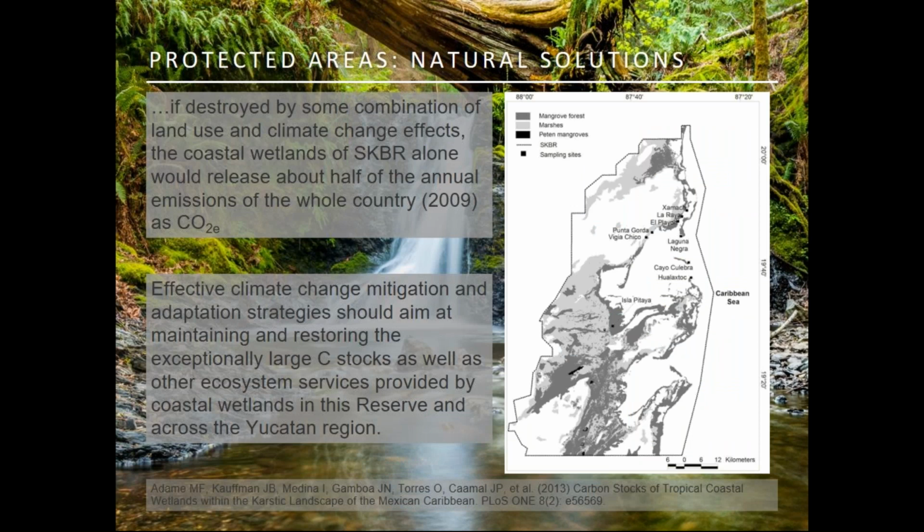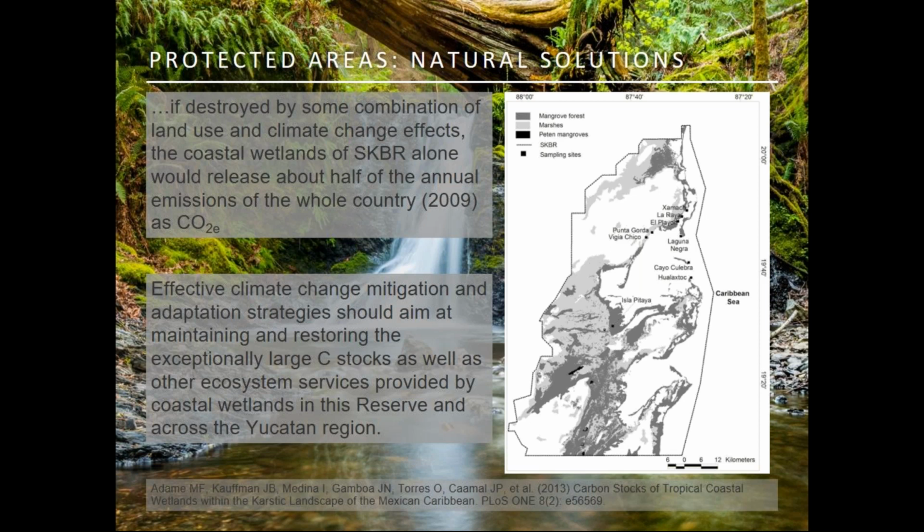At the right of the slide, you can see a map, and that's the Sian Ka'an Biosphere Reserve. In different colors, you can see the mangroves, the mangrove forests, marshes, Petén mangroves, and specific dots of the sampling sites that we went out to the field and collected information on carbon and mangroves.